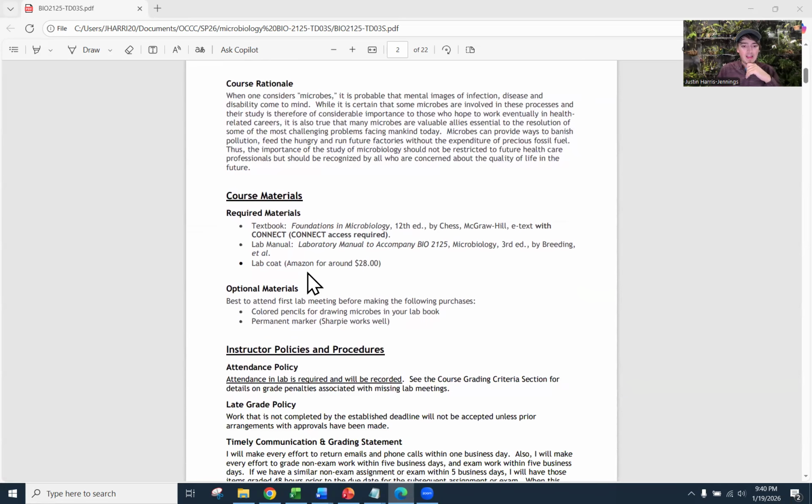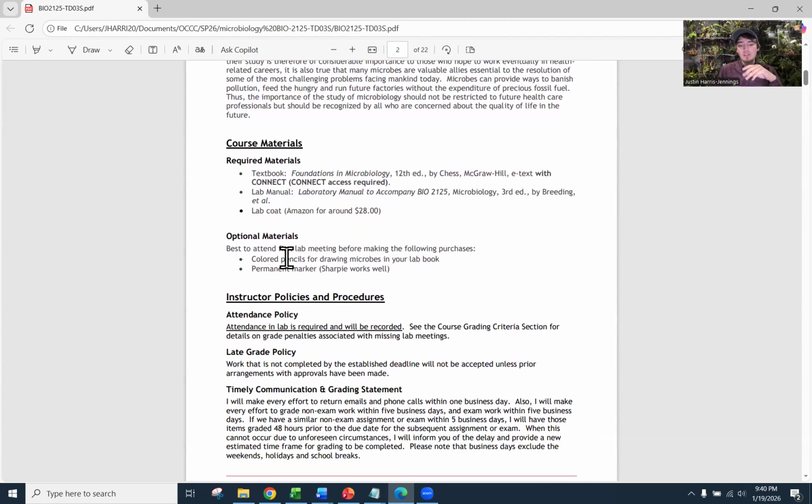The first thing is that the Connect access is required and that you'll need a lab manual for the lab sessions. They will have some printed off the first couple of times. However, you'll need to get to the bookstore and acquire that lab manual. You'll also need a lab coat for PPE reasons. The first lab, you won't need it, so you'll have a little bit of time, but you can get a lab coat from Amazon. You could get an apron, for instance, even from Walmart, and that would suffice as a PPE to provide protection from spills and things like that.